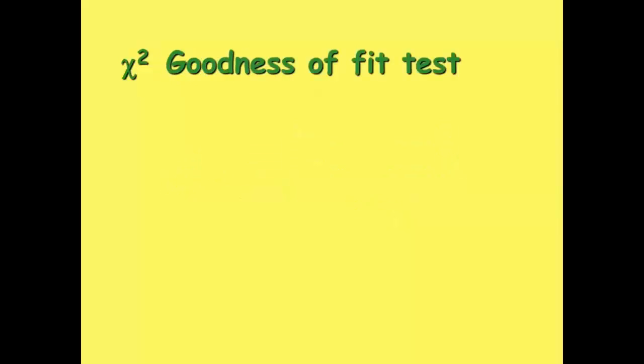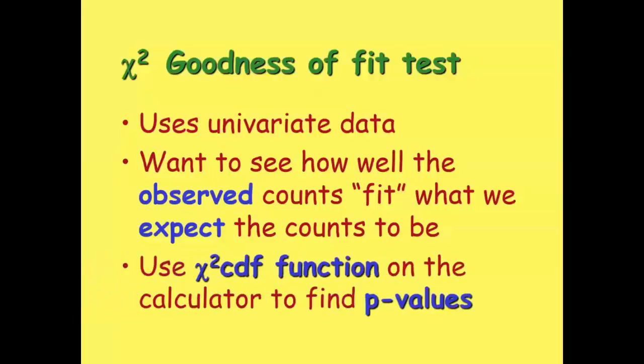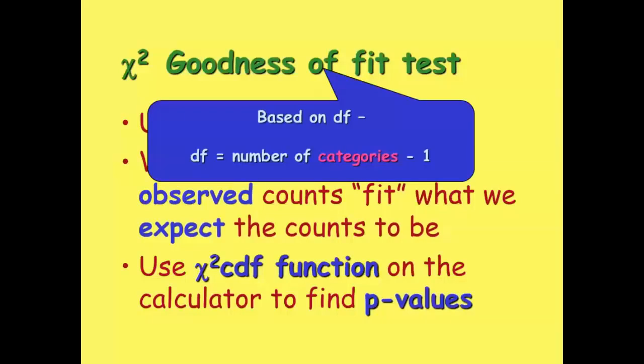Okay, so let's look at our first test. This is a goodness of fit. Again, univariate, meaning one variable. This is done to see how well what we observe fits with what we expect to see, and we're going to use our calculator to actually figure out the p-value. So once we type it in, the calculator will do all the number crunching under the hood for us. And again, degrees of freedom are the categories minus 1.